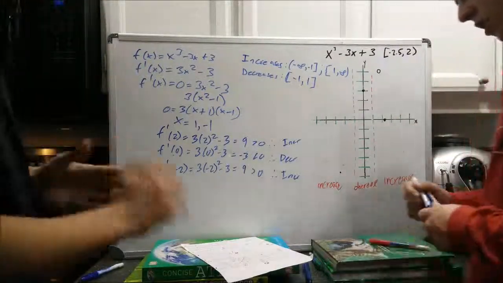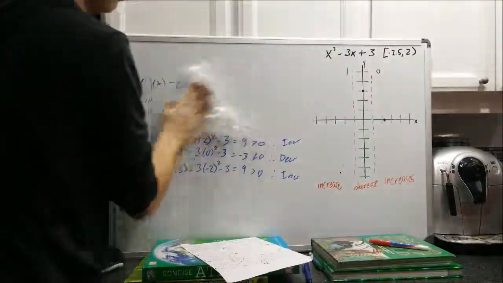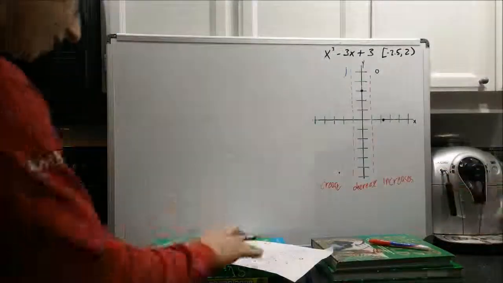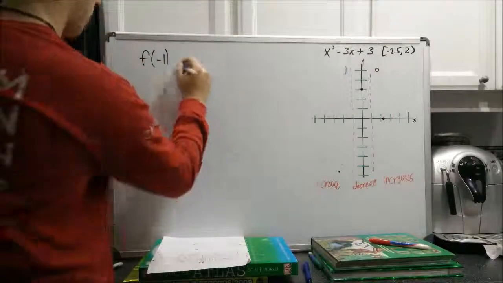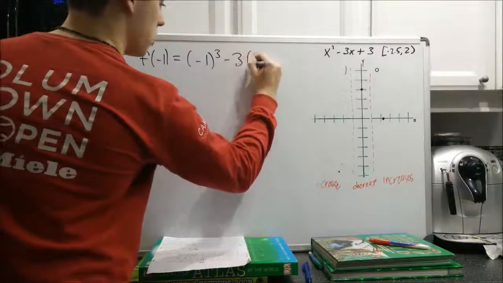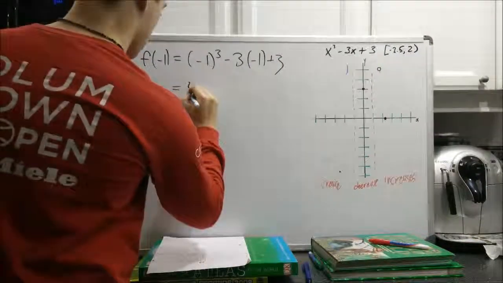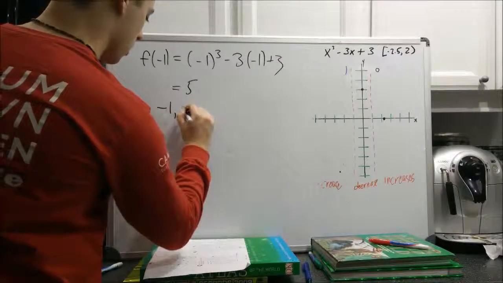So, next we're going to find what those minimums and maximums are. At those points, f of -1, we just sub it back into our original function. f of -1 equals -1 to the third minus 3 times 1 plus 3, and this equals 5, which means we have a local maximum at -1, 5.